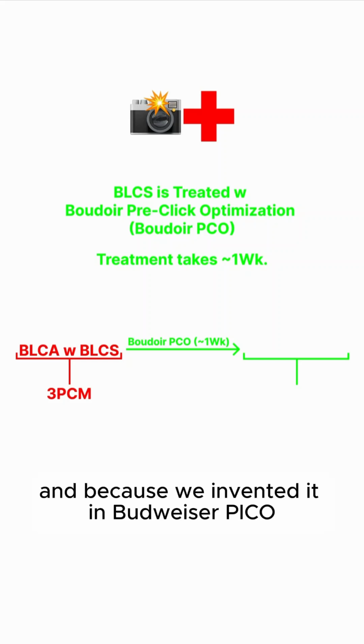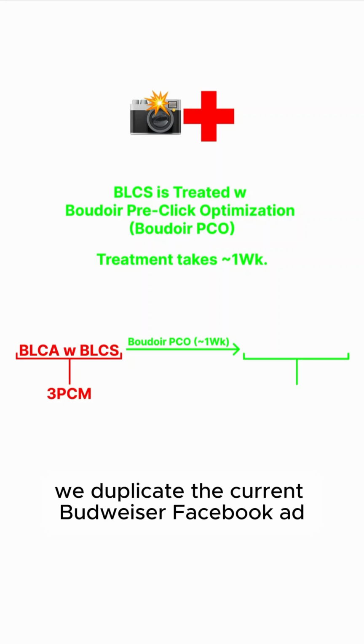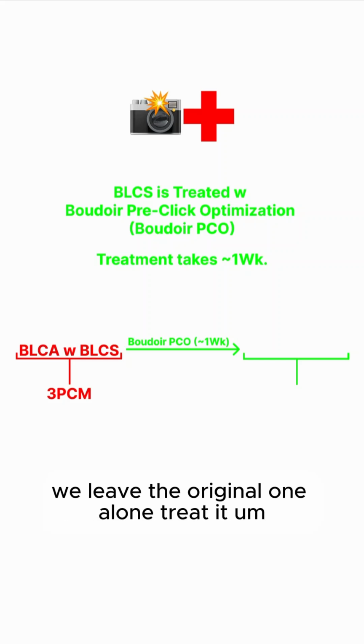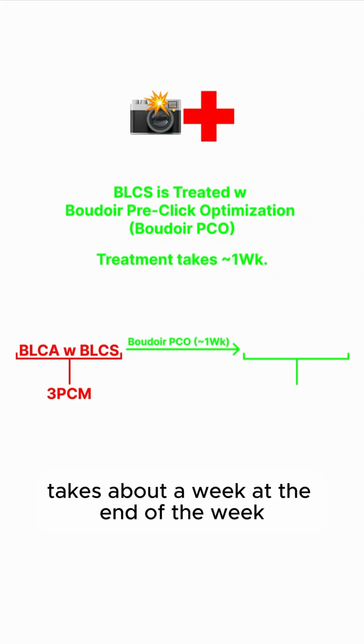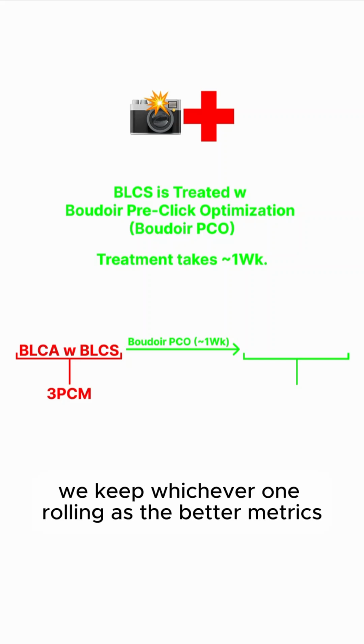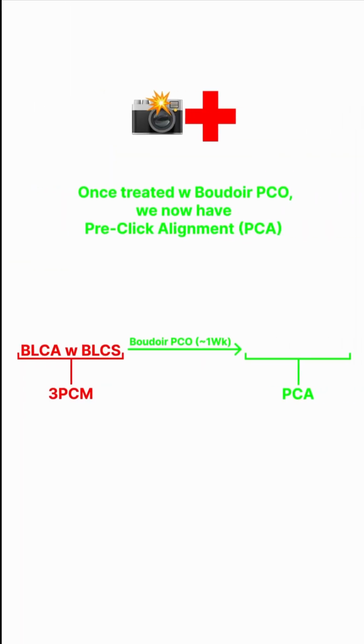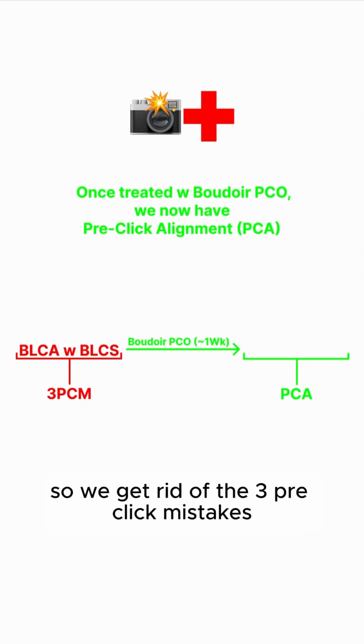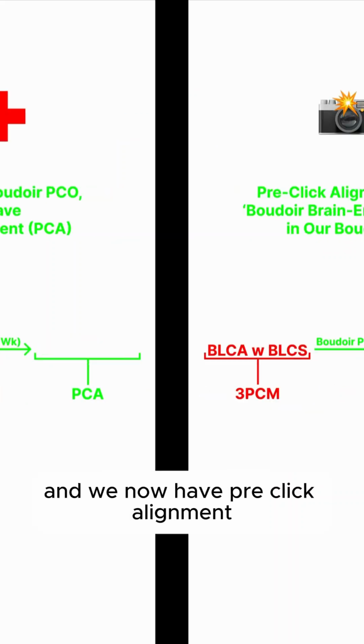In Boudoir Pico, we duplicate the current Boudoir Facebook ad, whether it's on or off. We treat the duplicated ad, so we leave the original one alone. Treat it, takes about a week. At the end of the week, we keep whichever one has the better metrics rolling. Now, once treated with Boudoir Pico, we now have pre-click alignment. So we get rid of the 3 pre-click mistakes, and we now have pre-click alignment.